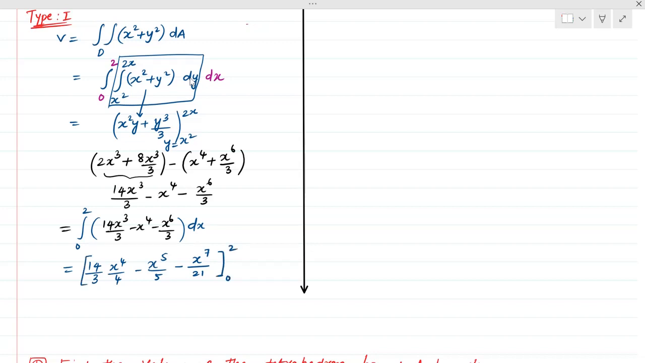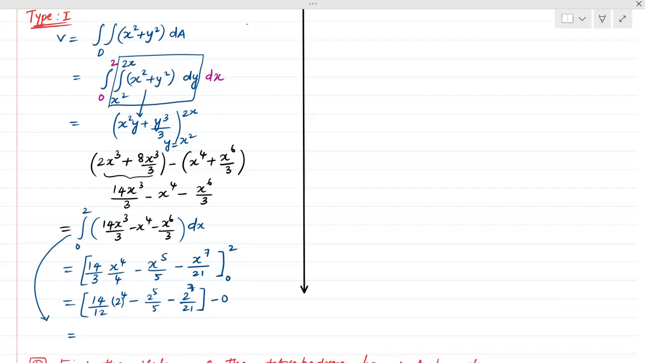When you substitute the upper limit, we will use the calculator. So it becomes 3 into 4, which is 12, times 2 power 4. I am just substituting the value. Here, 2 power 5 over 5 minus 2 power 7 over 21. For the lower limit, all the terms will be 0. After that, use the calculator and directly write the answer.